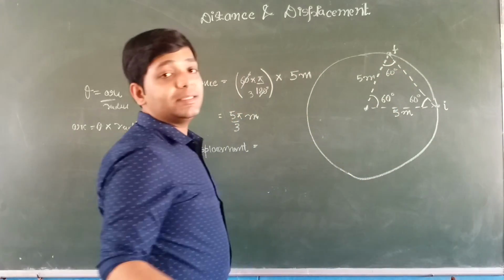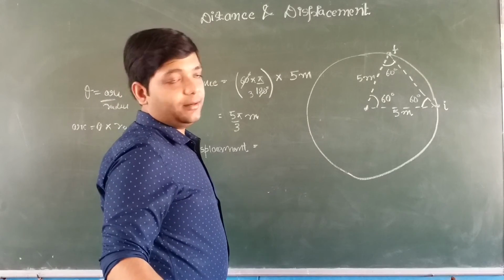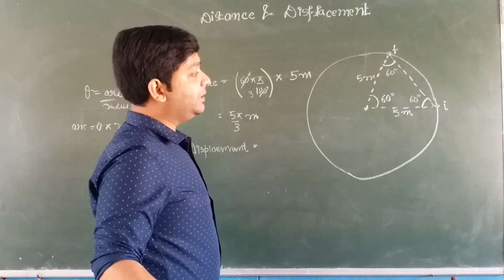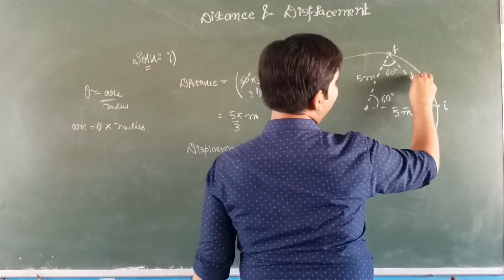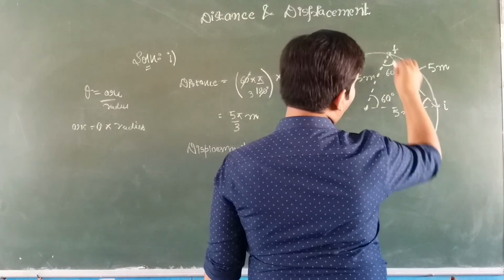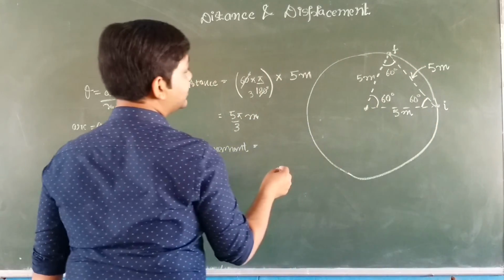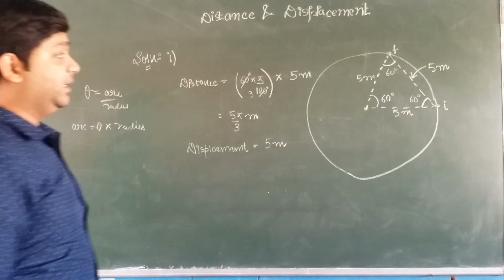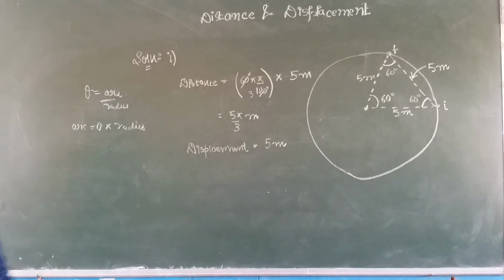So now in this triangle all the angles are 60 degree. That means this is an equilateral triangle, and we know that in an equilateral triangle all the sides are equal, therefore this side will also be equal to 5 meter. Because this length represents the displacement, displacement will be equal to 5 meter. I hope this is clear to everyone.